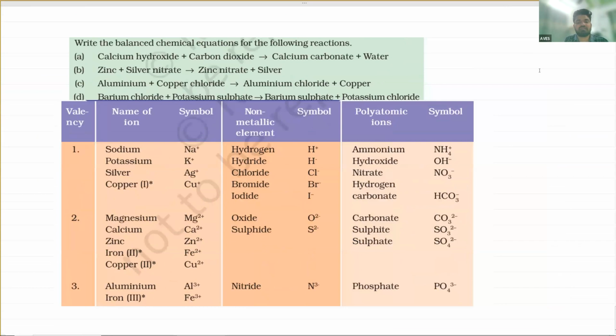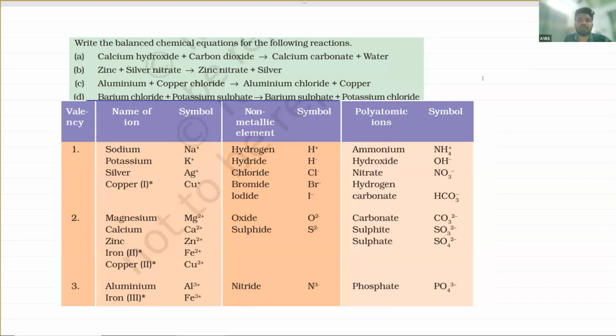Everyone. Calcium hydroxide when it reacts with carbon dioxide, what will be the chemical equation? It will give you calcium carbonate and water. What's the formula of calcium hydroxide? Tell me. Calcium hydroxide, Ca(OH)2. Ca(OH) whole twice. OH whole twice.